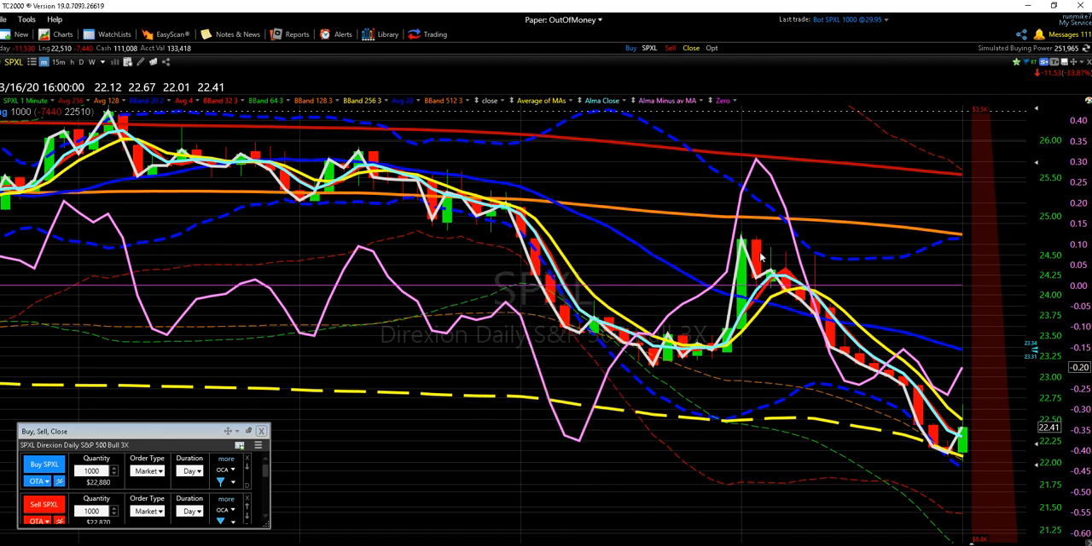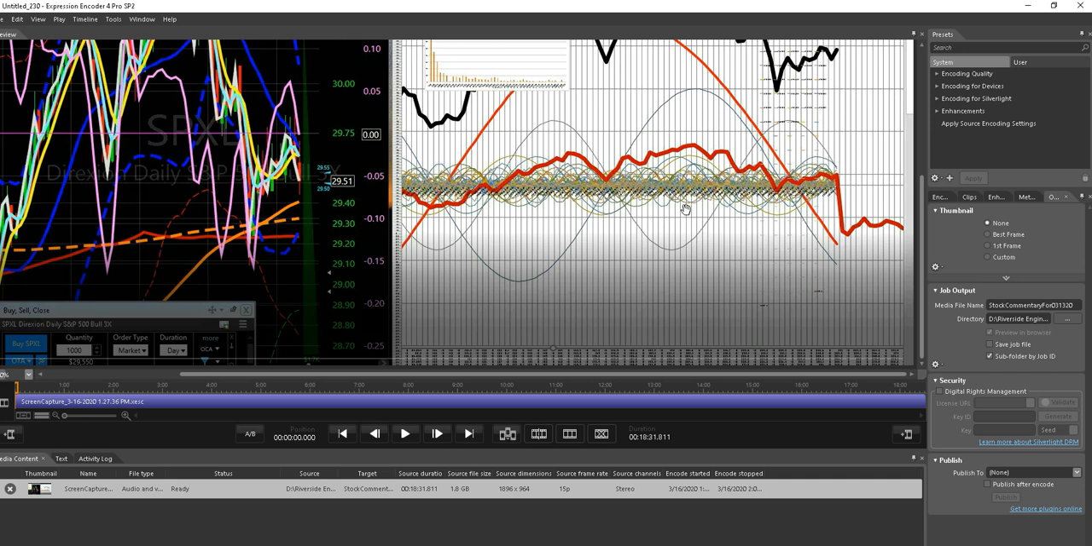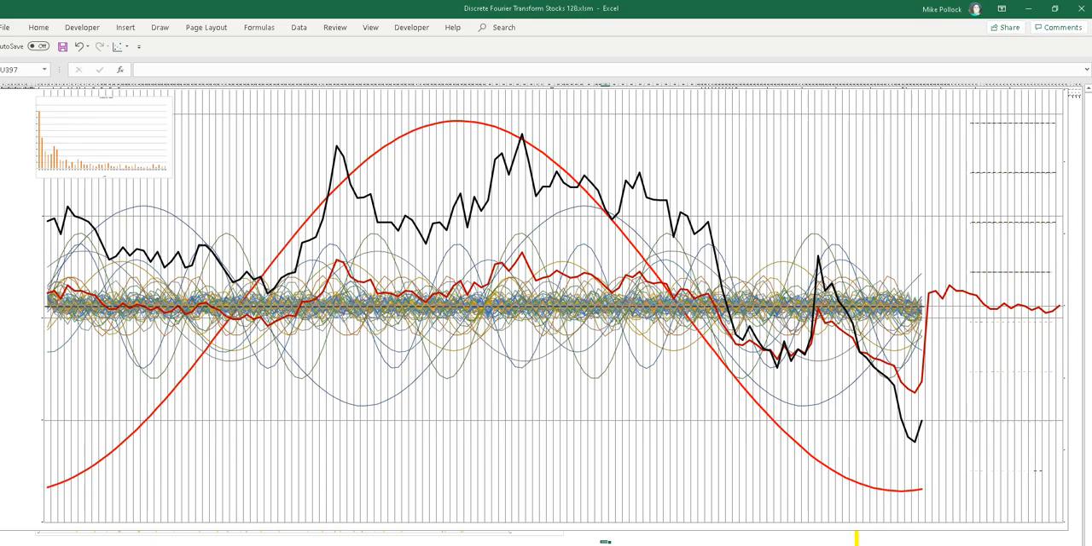Well, anyway, I wanted to show you Mr. Fourier's interpretation. There we go. That is the discrete Fourier transform of the stock prices. Here's that 22.41.